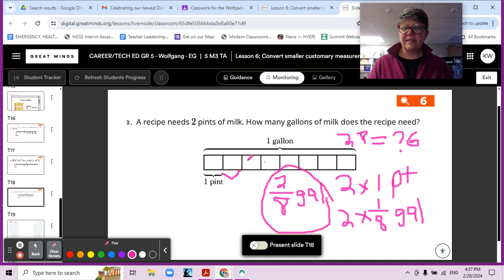Does it make sense that it's less than 1 gallon? Well, yeah, because 1 pint is only 1/8. Okay? A very good job.